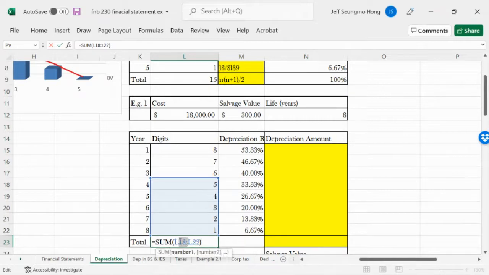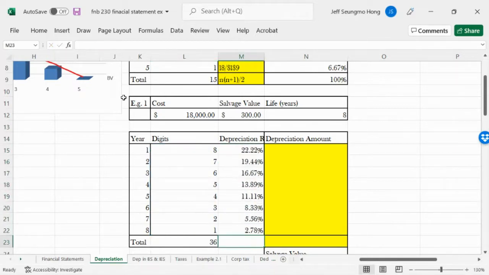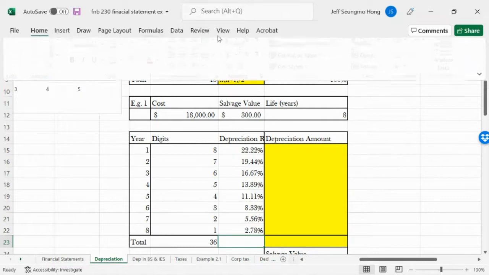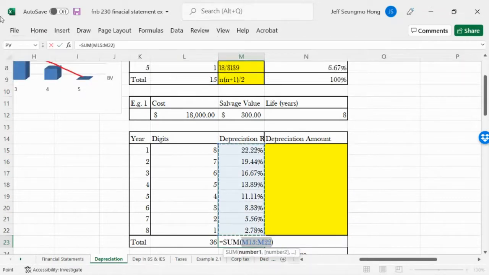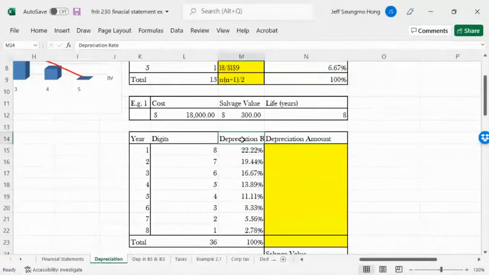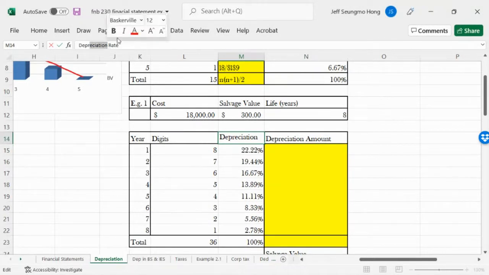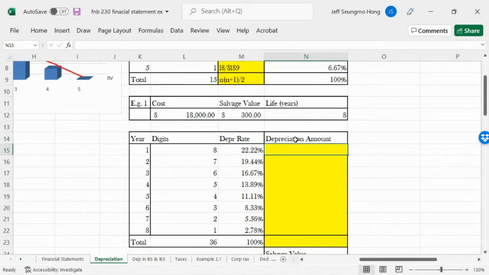Oh, no, this is wrong. This should be L15 through. Okay, now that looks better. And then if you sum everything, it should be 100%. Should be 100%, right? Yeah. And then, so this is the depreciation rate. Depreciation amount, annual depreciation, whatever you call it.